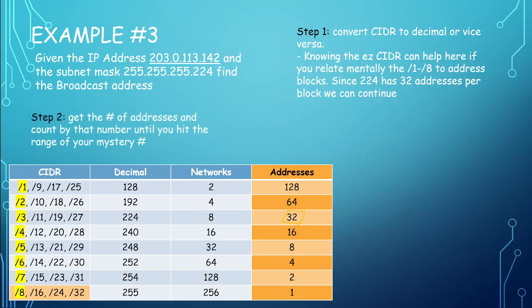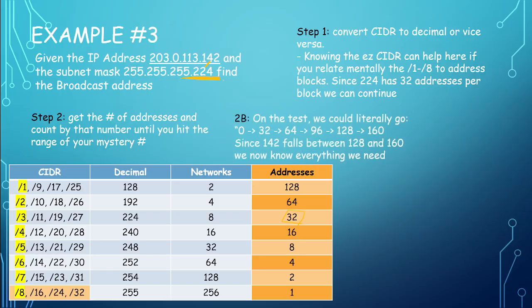Now, we're going to get the number of addresses. We're going to count by that number until you hit the range of your mystery number. Oh, and of course, since this is actually much easier in decimal, we know that this number isn't 255 and it's not 0, so we know that this is going to be our funny number that we're messing with. Now, on the test, we could literally go 0, then 32, then 64, then 96, then 128, then 160, because we're counting by 32, as this step says to do so. Get the number, count by that number. We can literally count by 32s and get our range, which is 128 to 160.